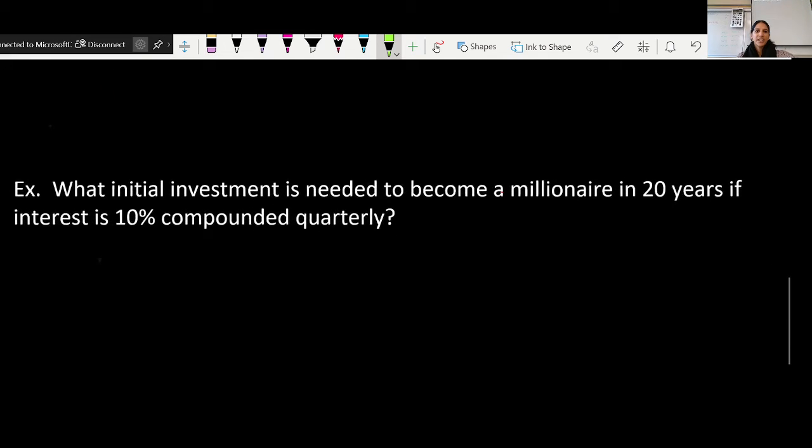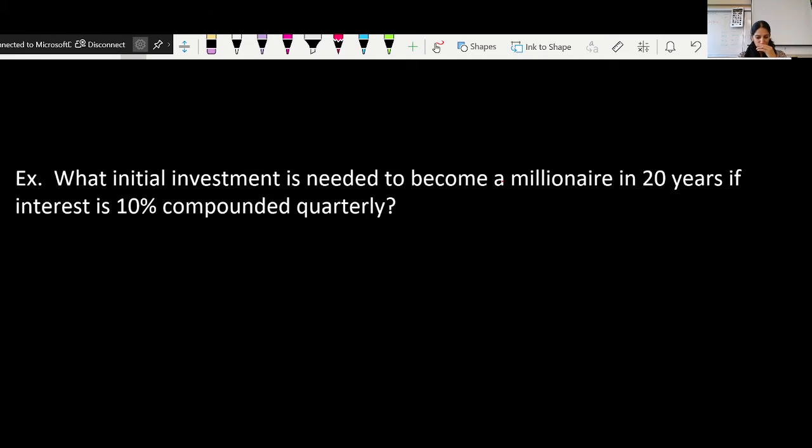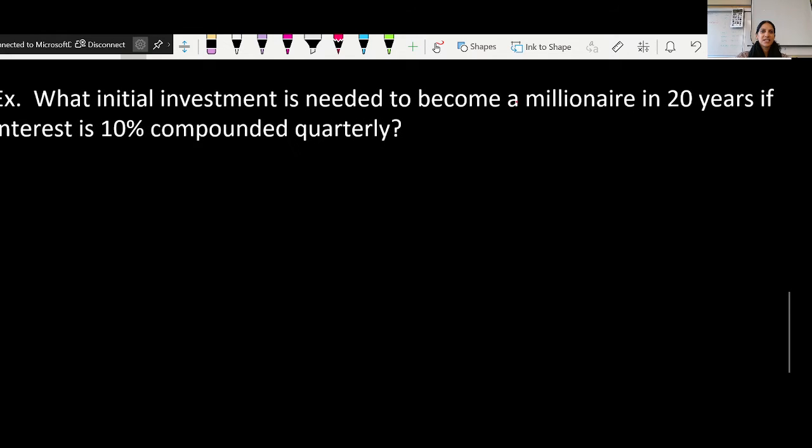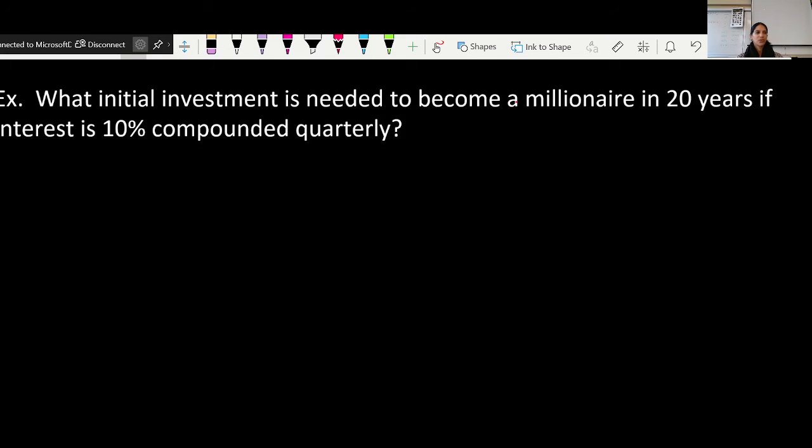What initial investment is needed to become a millionaire in 20 years if interest is 10% compounded quarterly? Okay, this is interesting. We'll go through this together.